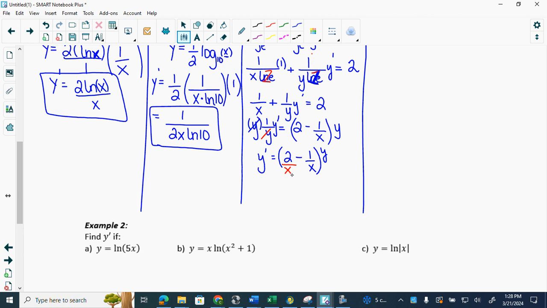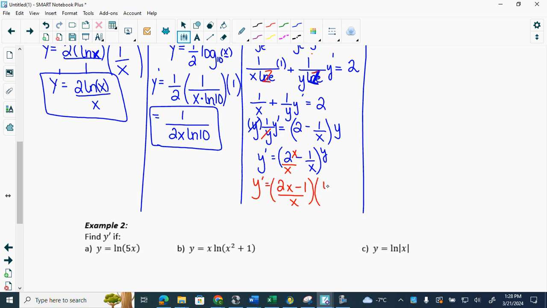Because if you change it, we have to multiply by an x over an x, because x over x is 1. And multiplying by 1 is not going to change my equation, right? That's why you always multiply by the numerator and the denominator. Because x over x is 1, multiplying by 1 doesn't change your equation. So now we have y prime equals 2x minus 1 over x times y.